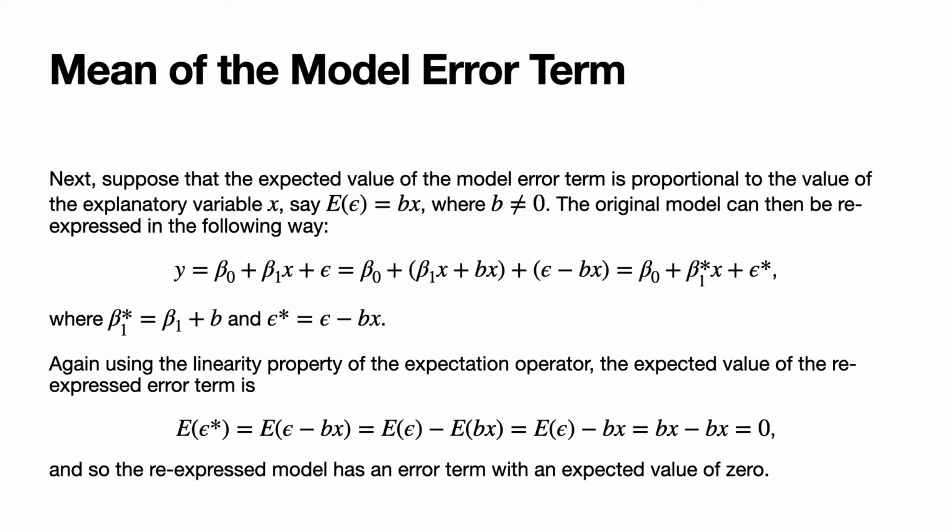All right, and so the expected value of epsilon, as given above, is b times x, and so the expected value of epsilon star is b times x minus b times x, or 0. And so again, the re-expressed model has an error term with an expected value of 0.